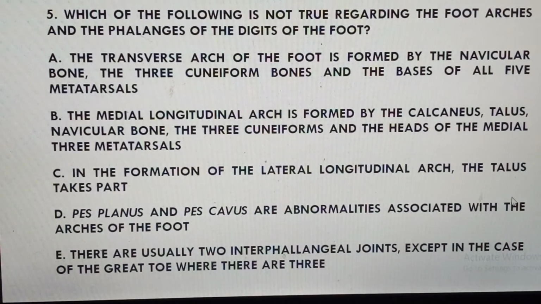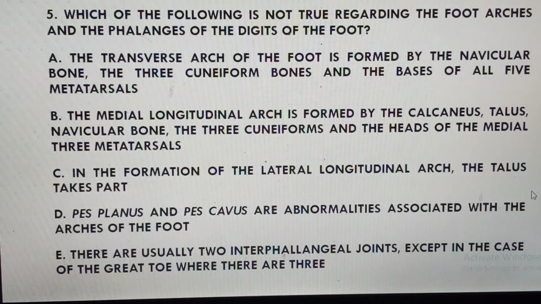Now let's go to the last question for the day, and it says, which of the following is not true regarding the foot arches and the phalanges of the digits of the foot? Option A says the transverse arch of the foot is formed by the navicular bone, the 3 cuneiform bones, and the bases of all 5 metatarsals. Yeah, this is a very true statement.